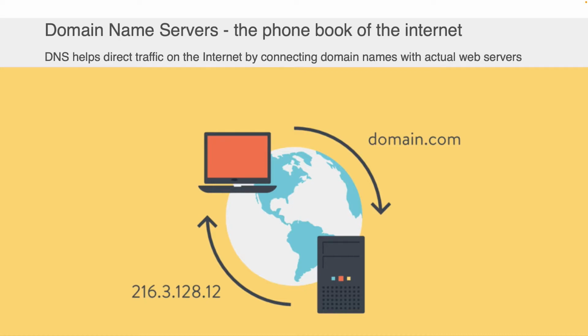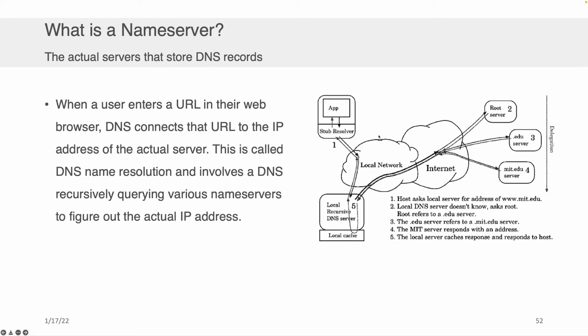Now, we know what a domain name is. Well, what's a domain name server? Well, a domain name server is basically the phone book of the internet. Okay, it helps direct traffic on the internet by connecting domain names with actual web servers. So when you say that you want domain.com, a domain name server basically returns the IP address for whatever domain that you're looking for, so you know which machine to go navigate to get the content you're after.